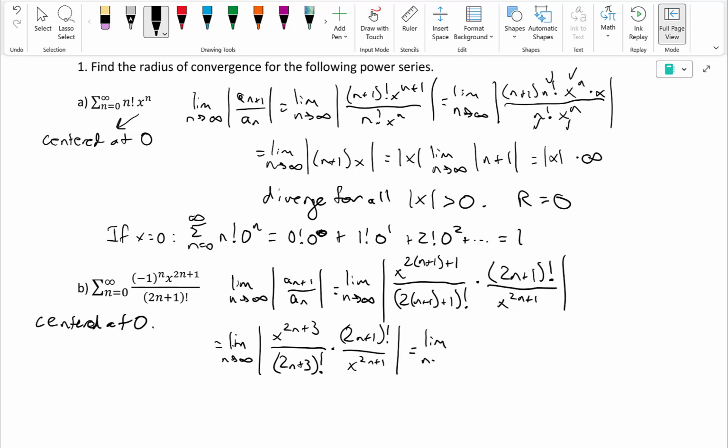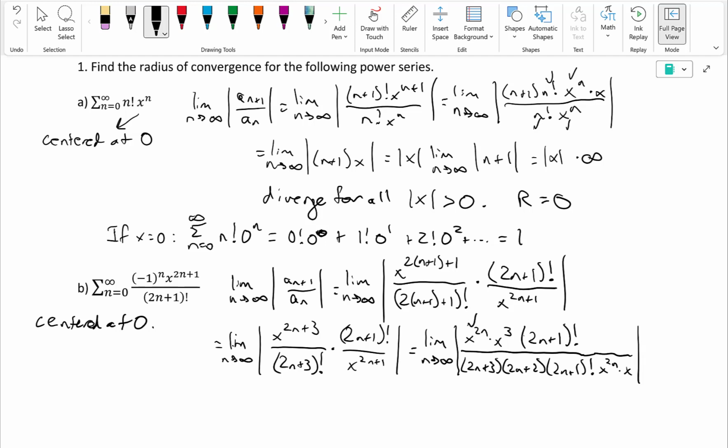And so expanding the factorial like we've done in the past and looking at what happens with those x's, we get an x to the 2n times x cubed times that 2n plus 1 factorial for our numerator. And in our denominator, we can get a 2n plus 3 times 2n plus 2 times 2n plus 1 factorial times an x to the 2n times x, right, for that extra 1 down there. So the x to the 2n's are going to divide out. The 2n plus 1 factorials will divide out or check out. And then we've got some simplification.